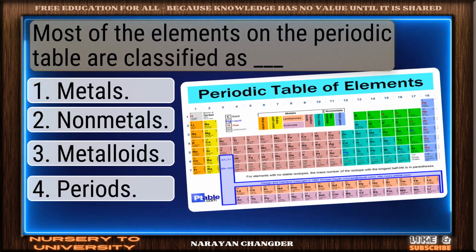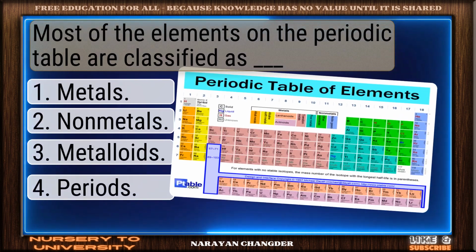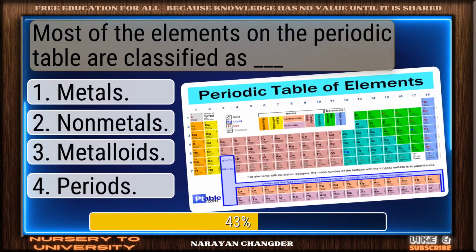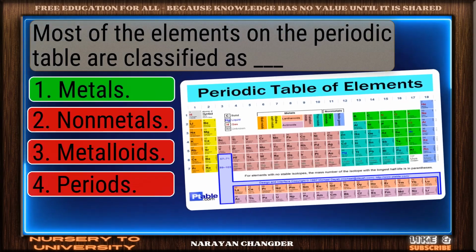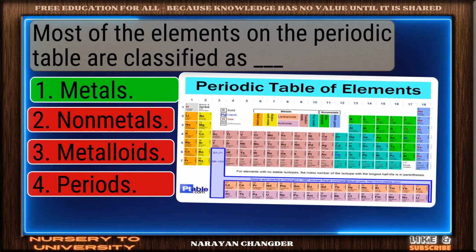Most of the elements on the periodic table are classified as dash. Correct. Metals is spot on.